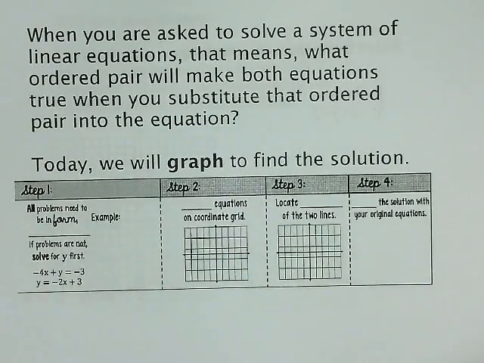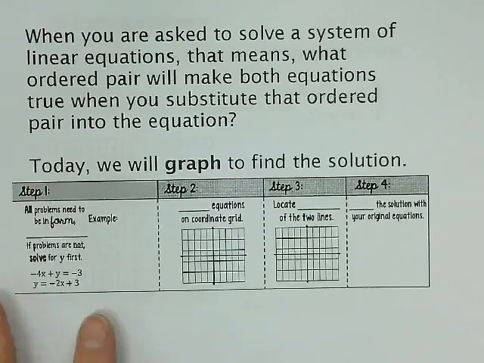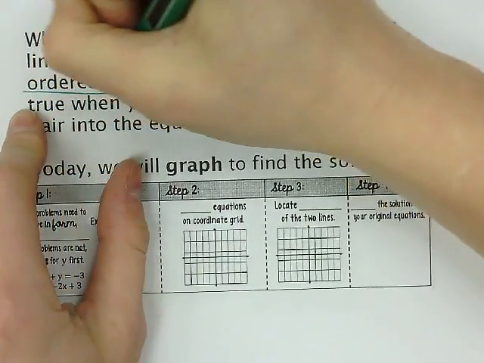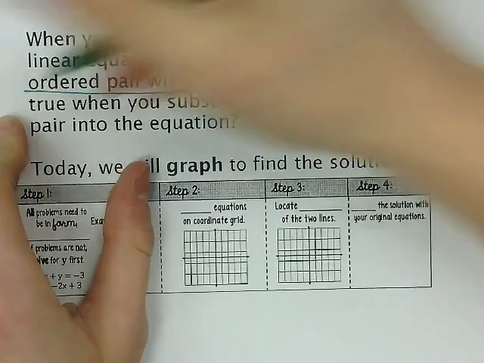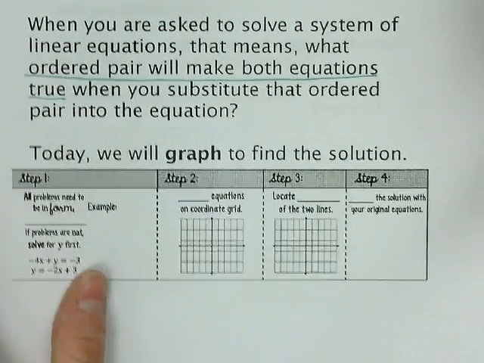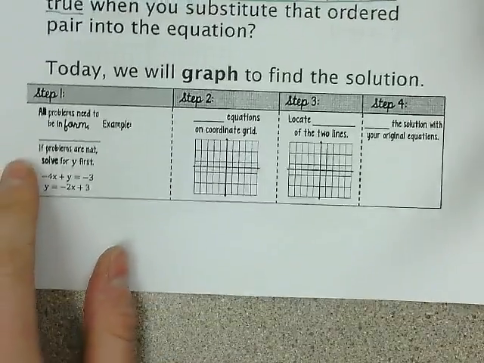So when you're asked to solve a system of linear equations, that means what ordered pair will make both equations true. That means when we plug in x and y, you'll get like 3 equals 3, or 18 equals 18, -1 equals -1. Okay? So, let's look at this one right here.